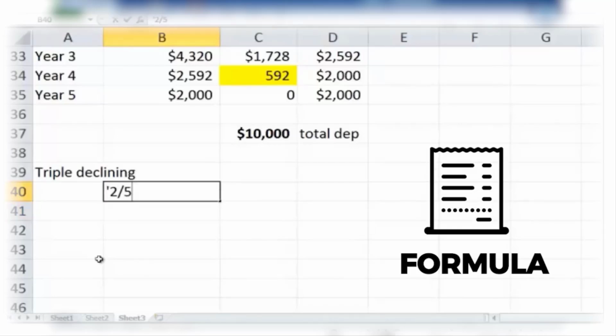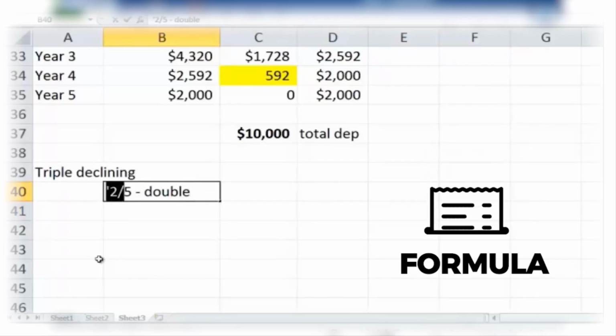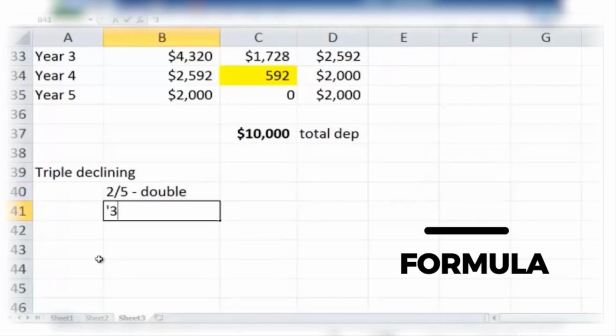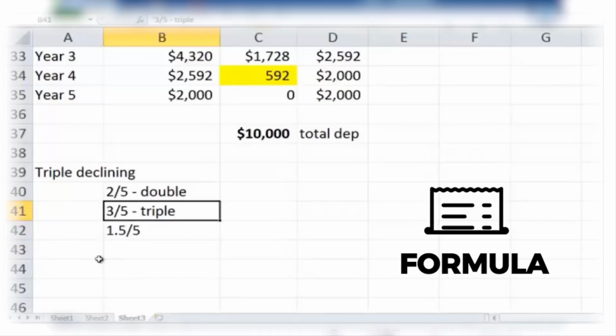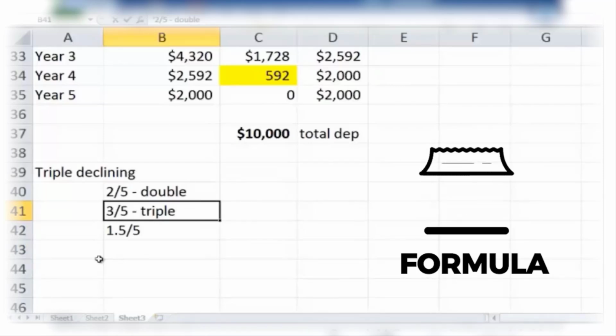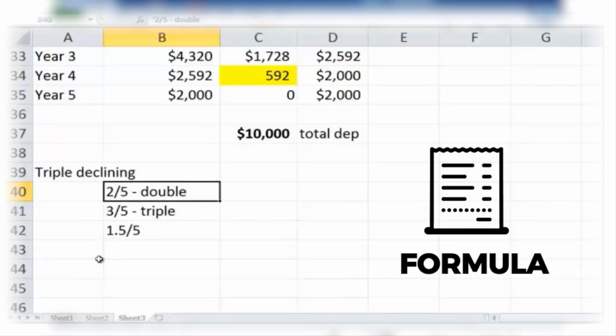So if this was 2 by 5, it was called a double declining method in the initial part. If it is 3 by 5, this will be a triple declining method. And in addition, it can be any number, 1.5 times declining method as well. So please note that whatever the declining method has been specified, you apply the formula appropriately. The only change comes in the first part, which is 2 by 5, 3 by 5 or 1.5 divided by 5.